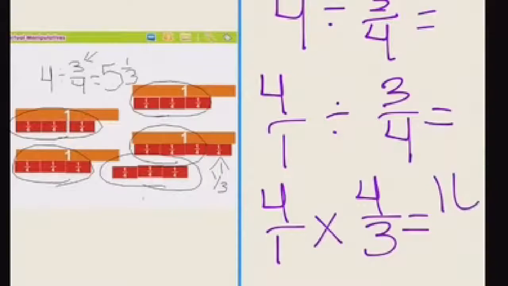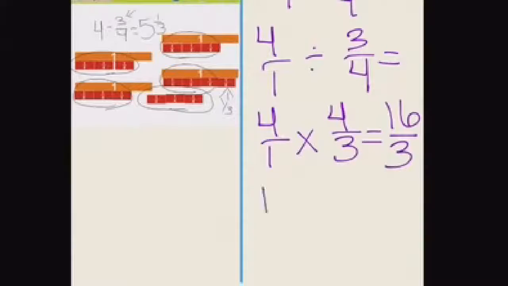Go ahead and multiply straight across. 4 times 4 is 16. 1 times 3 is 3. So we get a quotient of 16/3. But we're going to change that to a mixed number.